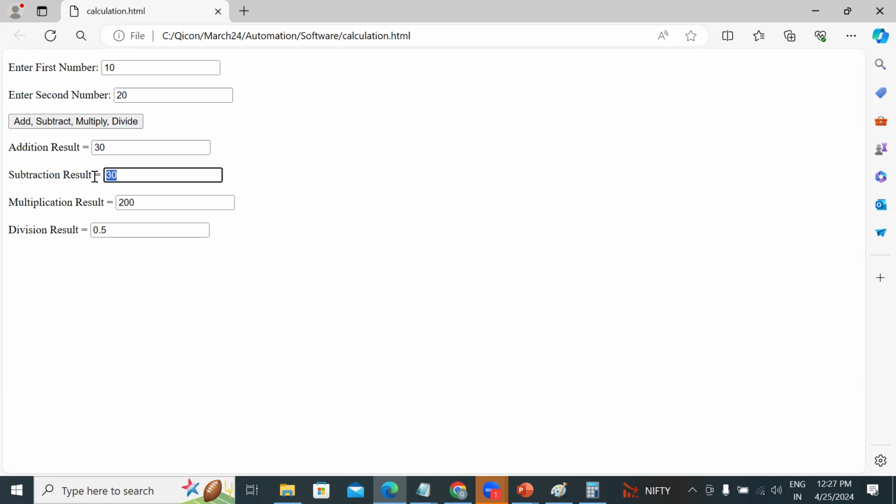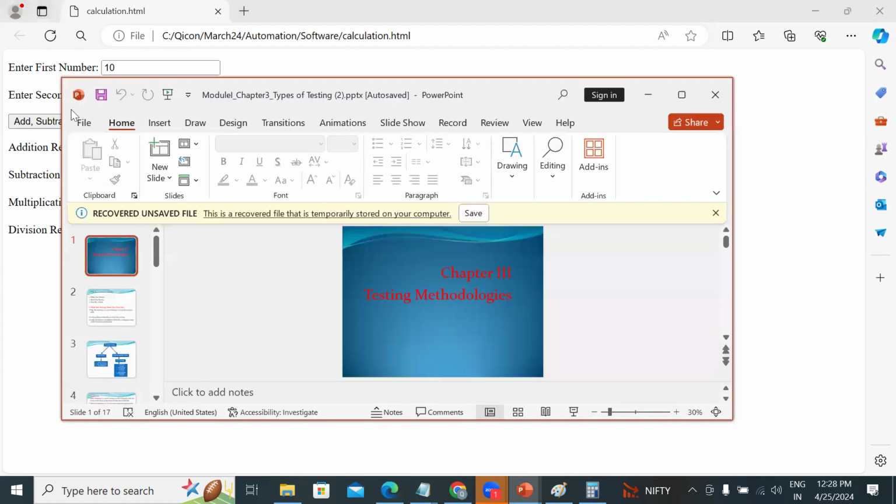Okay. Actually, you have to prove that the software is not working. This is not working for subtraction results. You are breaking the software now. You are proving that the software is not working as per the requirement given. Clear? Now.